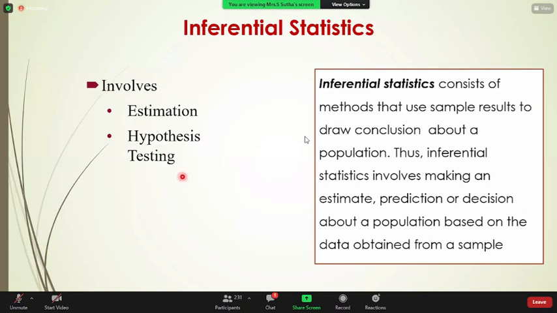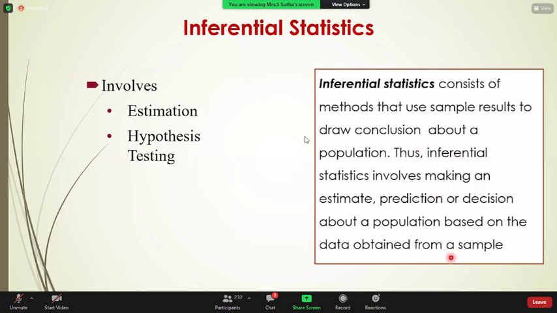Sorry for the disturbance. Right. So inferential statistics consist of methods that use sample results to draw a conclusion about a population. Thus, inferential statistics involves making an estimate, prediction, or decision about a population based on the data obtained from a sample. This is the concept of inferential statistics, right?